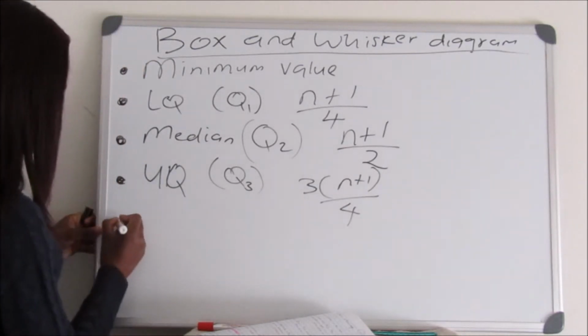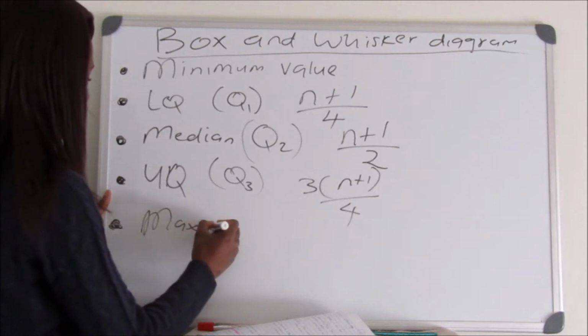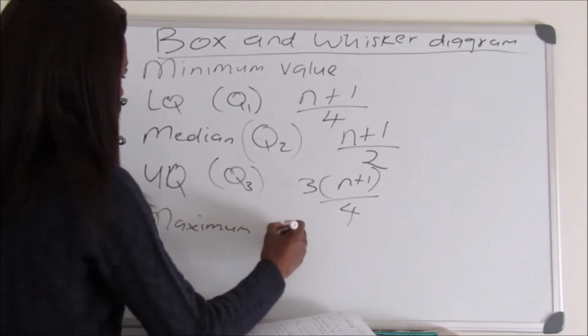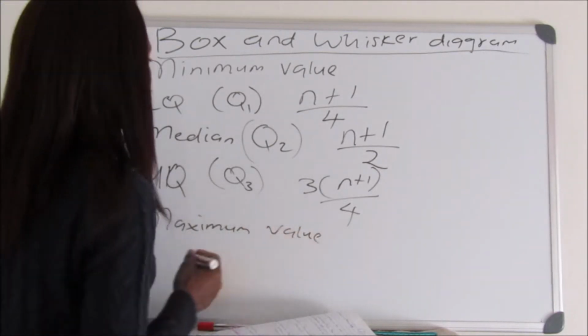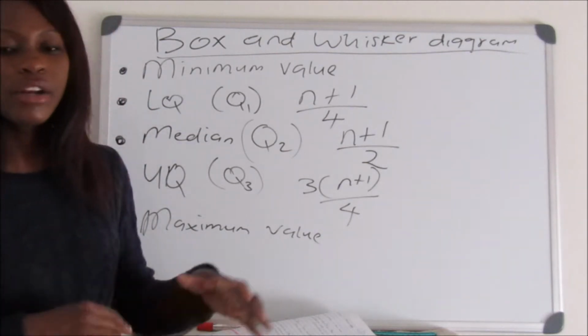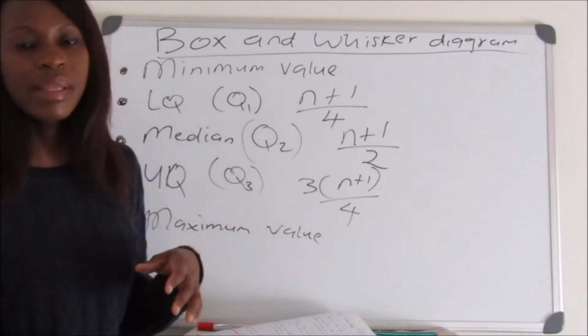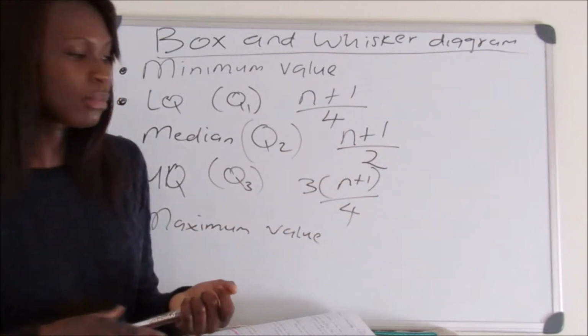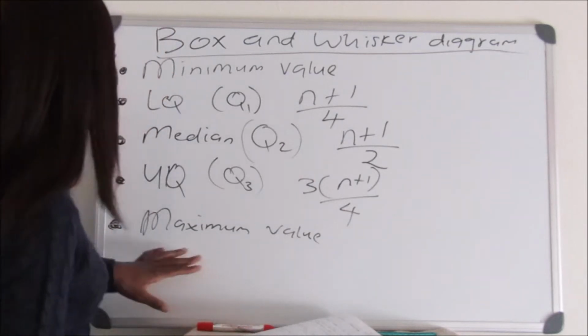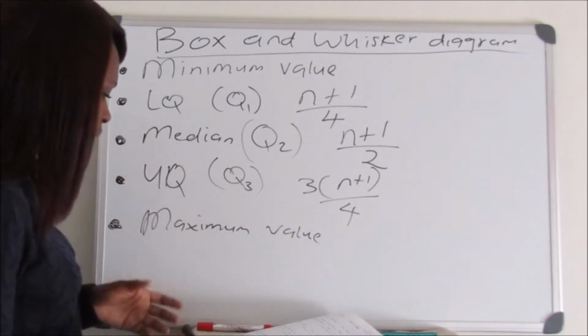Then you now find your maximum value. Your maximum value is the highest number of your data set. So if you have written your data in an ordered way, you can just see this is your minimum, and the last number that you have in your data is your maximum number. All right, this is all that you need so that you can construct a box and whisker diagram.